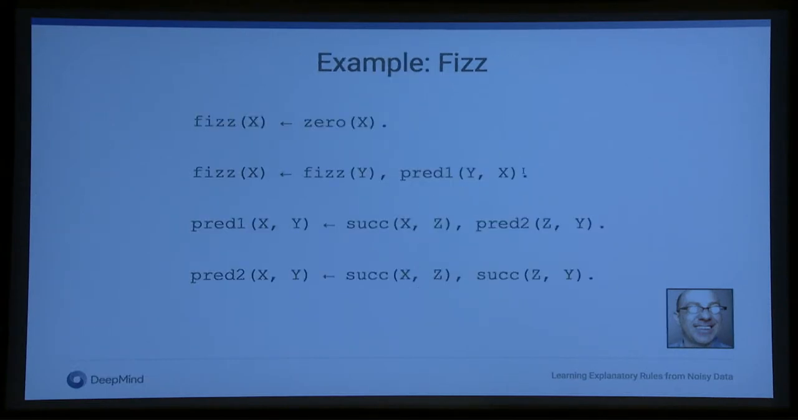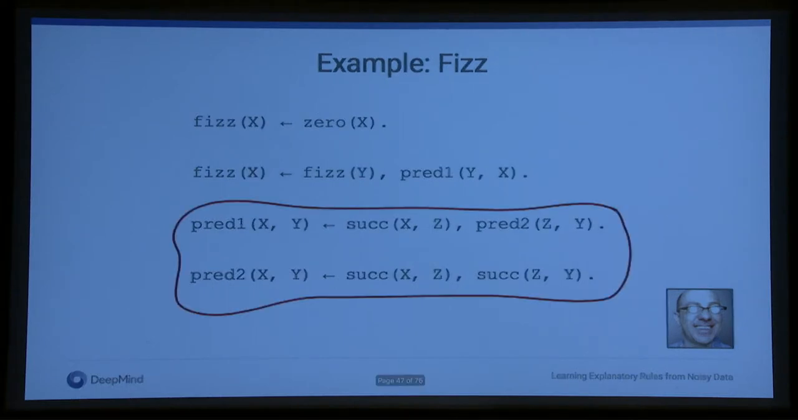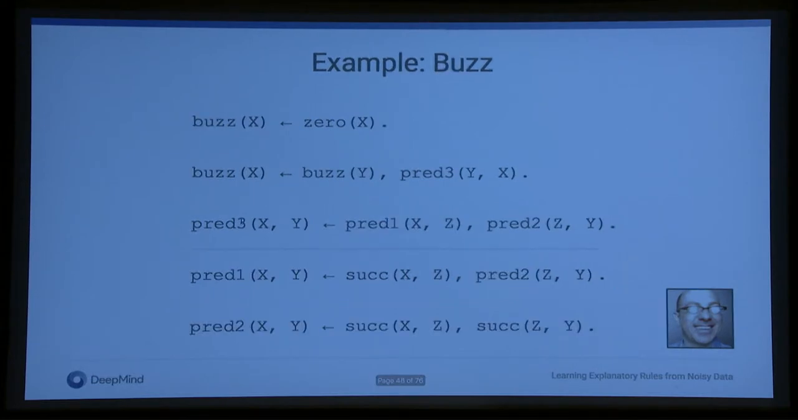So when we applied our differentiable ILP system to it, this is the program it produces for Fizz. It says that a number is divisible by 3 if it's 0, or it's divisible by 3 if it has this pred 1 relation to some other Fizz number. And this pred 1 relation is true if x is 3 less than y. You notice that, again, this involves recursion and two invented predicates. These are the invented predicates. So for buzz, a number is a buzz number if it's divisible by 5.